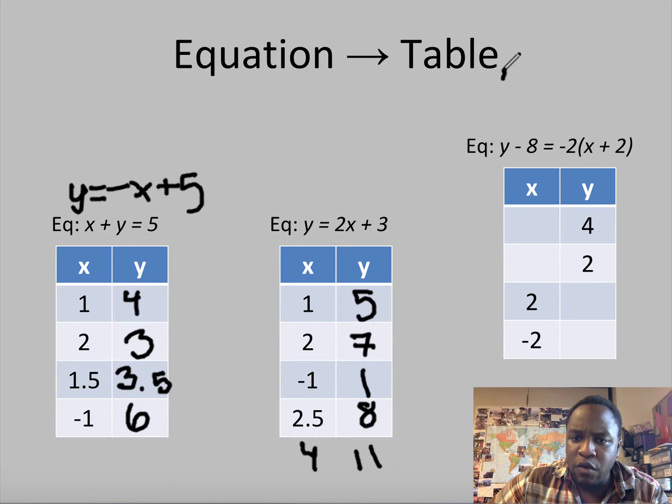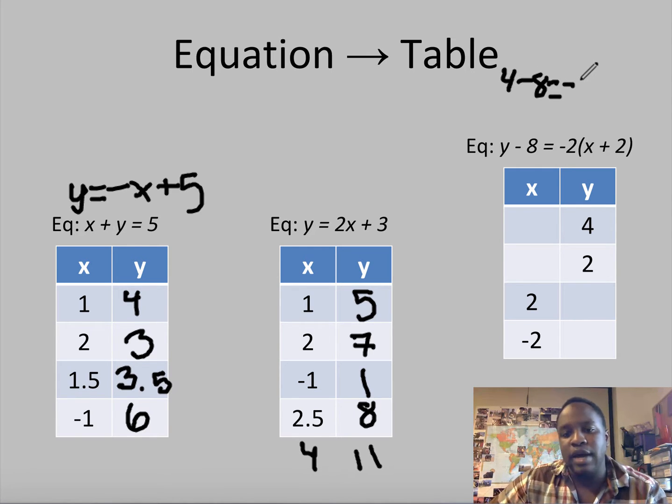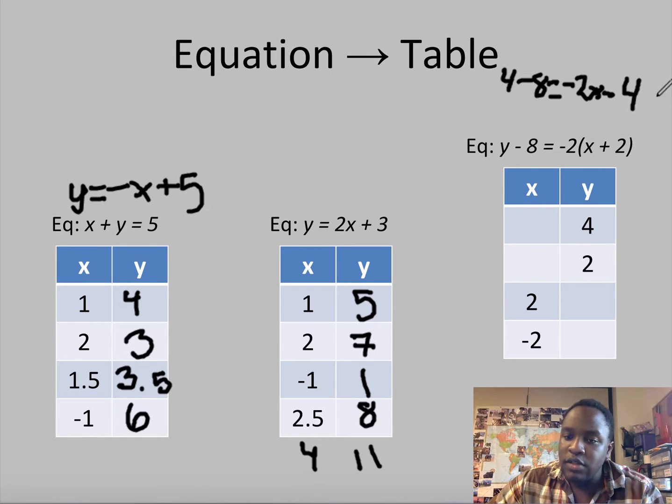So we have 4 minus 8 is equal to, I'm going to multiply this negative 2 out, so negative 2x minus 4. Ooh, my 2x looks great, doesn't it? And then we can solve for x. So if we add 4 to both sides, we get that 0 is equal to negative 2x. Therefore, x would be equal to 0. Okay.